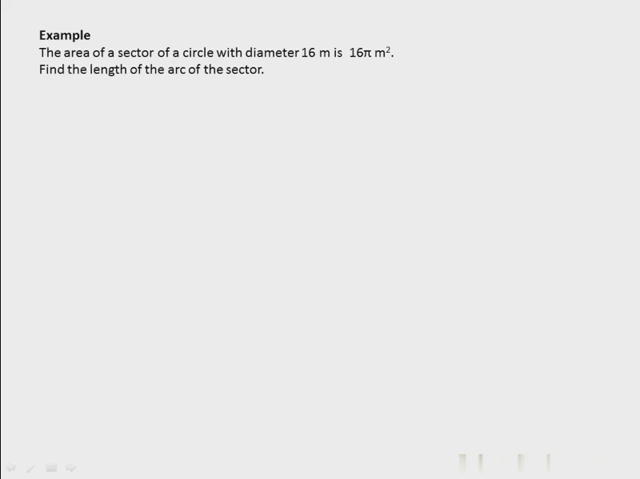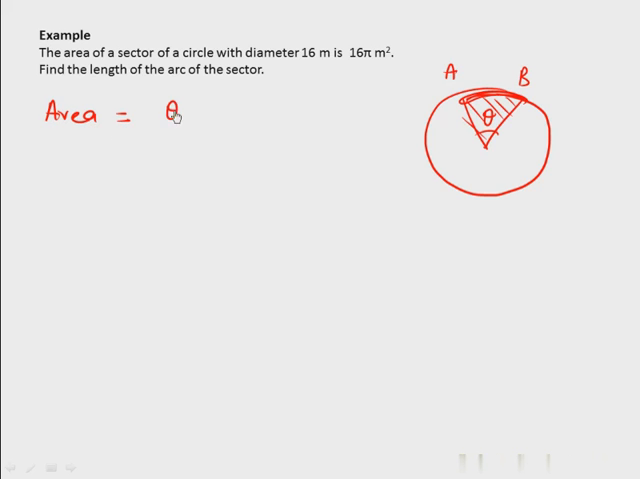The area of a sector of a circle with diameter 16 meters is 16 pi meters square. Find the length of the arc. So theta, this is my sector, and they want this arc. So I know that the area of the sector is theta by 360 into pi r squared.